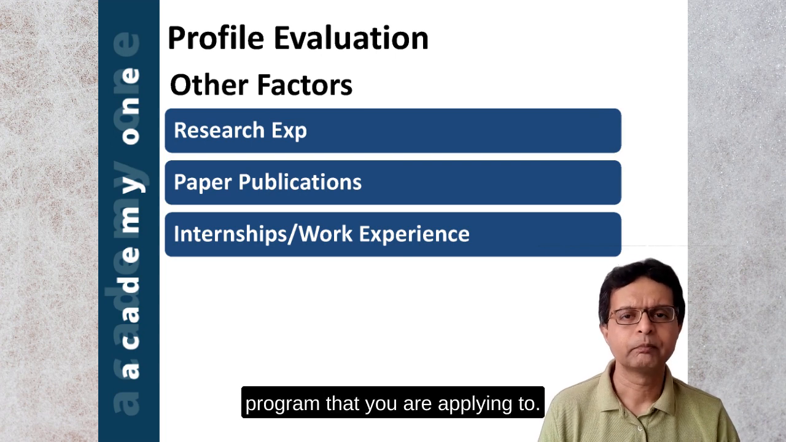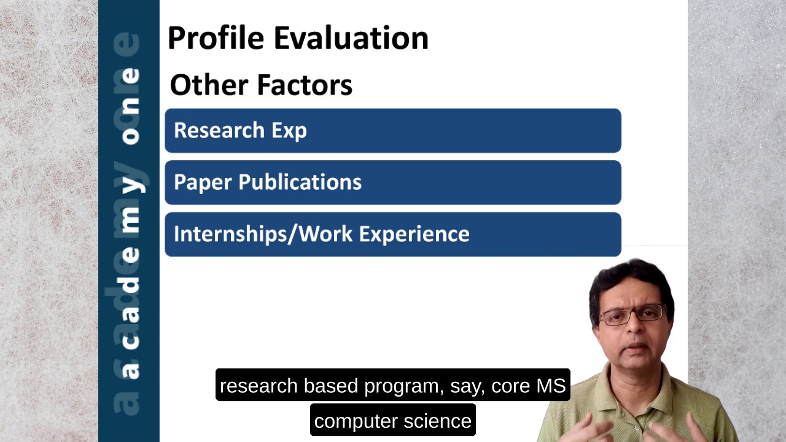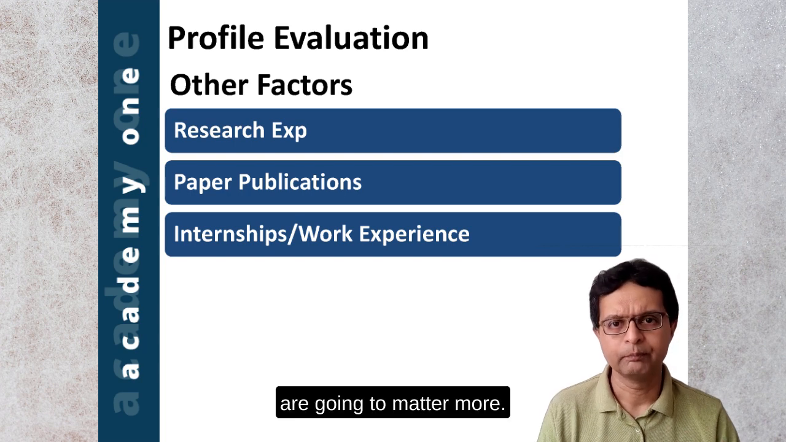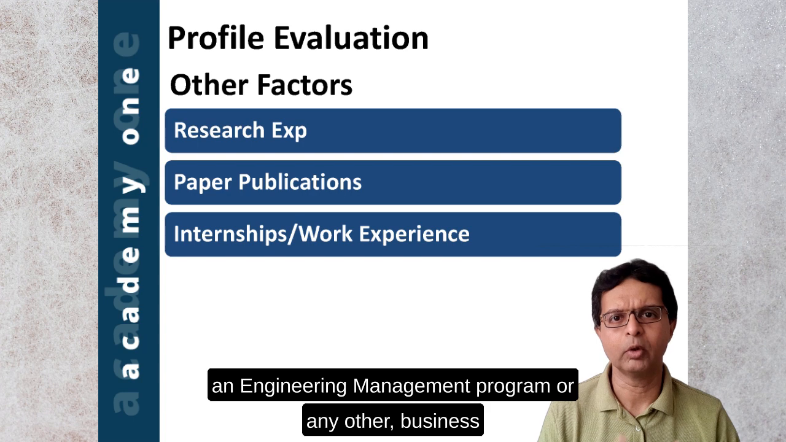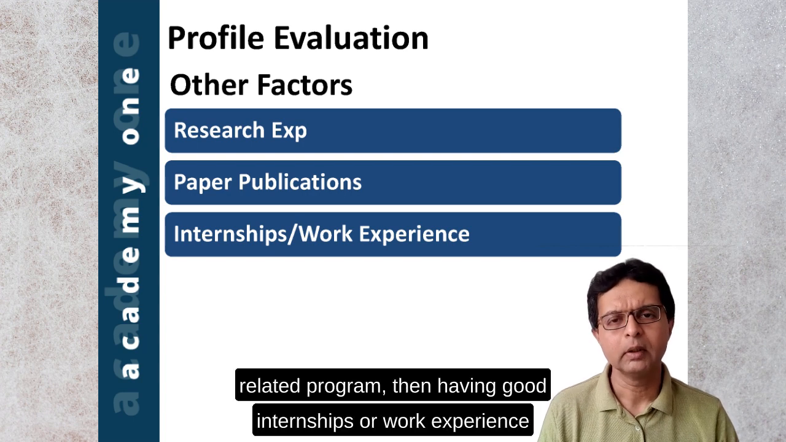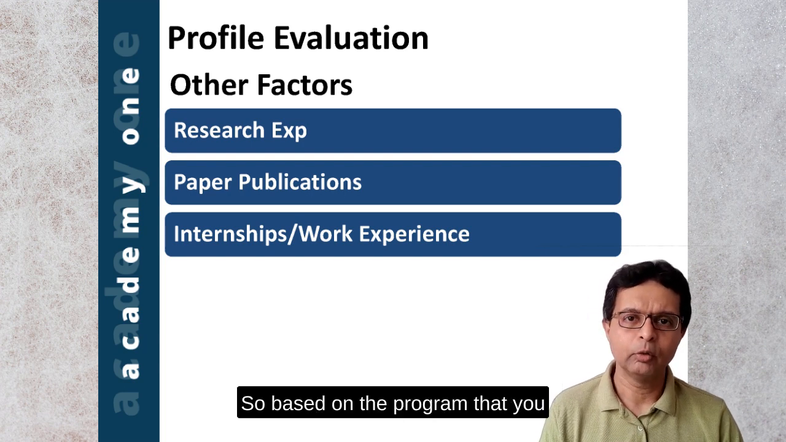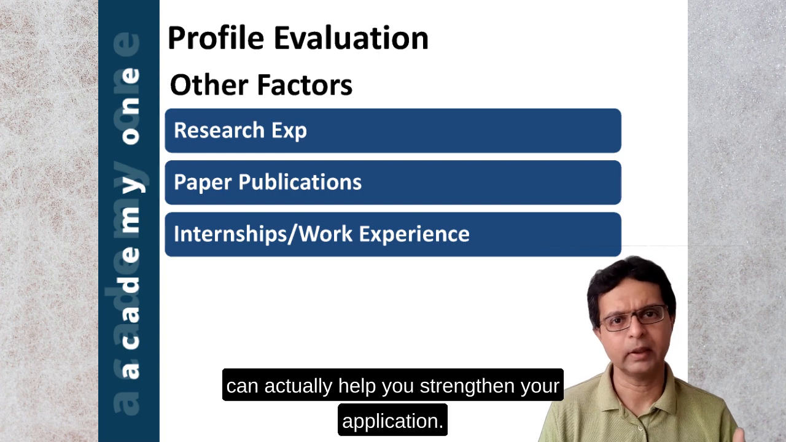Now, the other factors that universities are going to consider would obviously vary based on the program that you are applying to. For example, if you are applying to a research-based program, say a core MS in computer science program, then your research experience, the paper publications are going to matter more. Whereas if you are applying to a say MIS or an engineering management program or any other say business-related program, then having good internships or work experience is going to count more than having a research paper. So based on the program that you are applying to, these are factors that can actually help you strengthen your application.